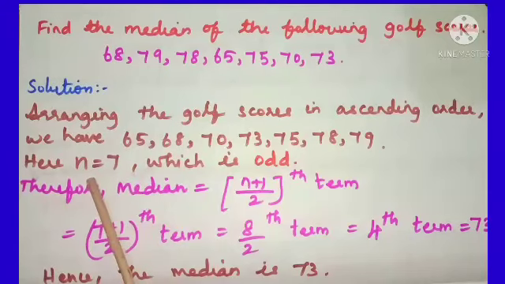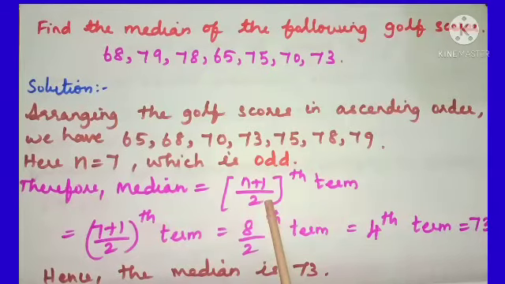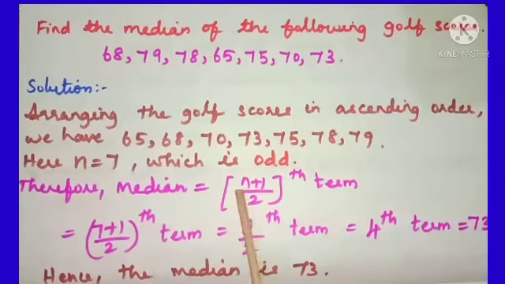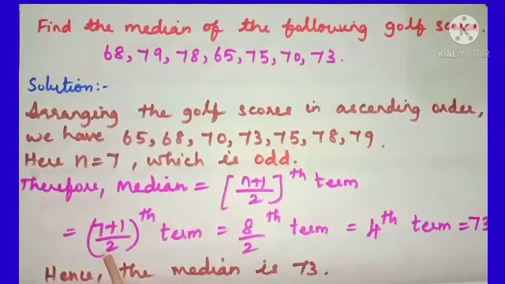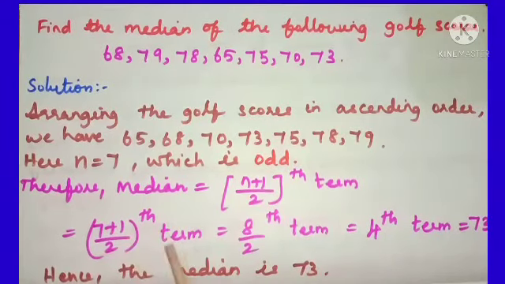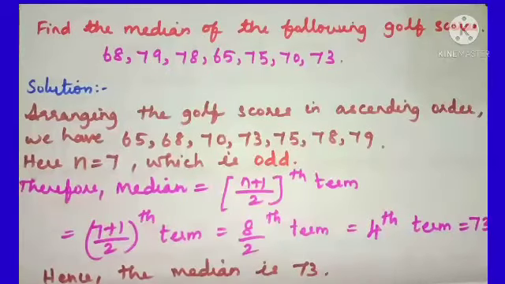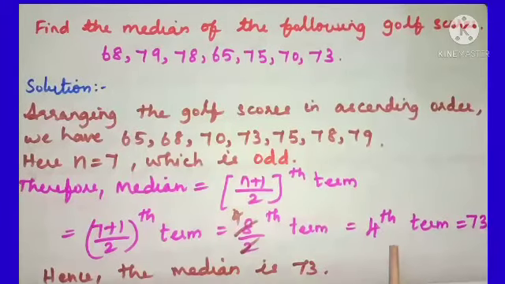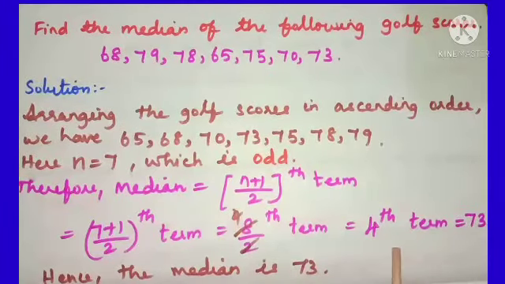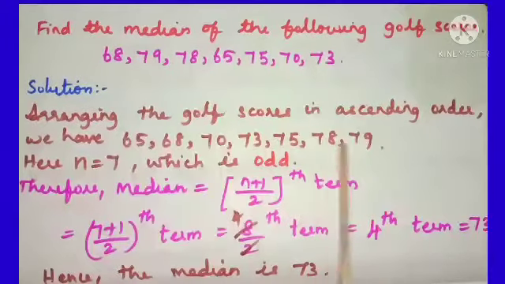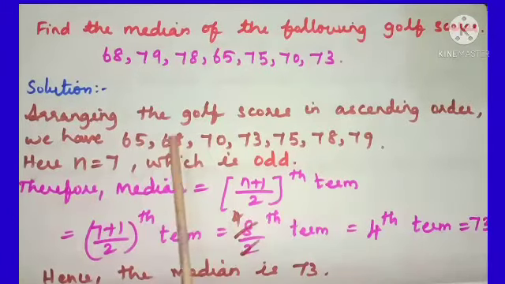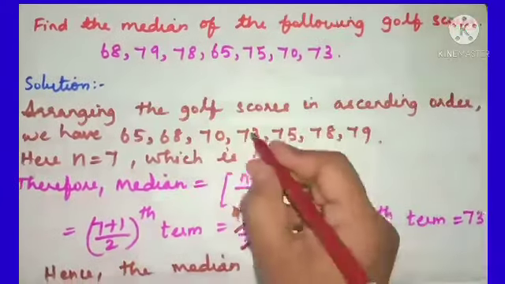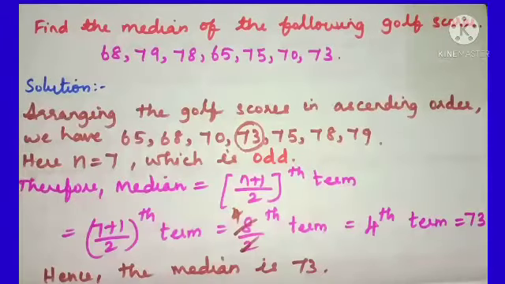And what is the number of terms? Yes, it is 7, which is odd. So the median is the (n plus 1) by 2th term. Here n is 7. 7 plus 1 is 8, 8 by 2, cancelling 8 and 2, we get 4. So the 4th term. Children, listen carefully: the 4th term is your median. You have to see the 4th term in the arranged sequence. So here 1, 2, 3, 4. Therefore 73 is your median.